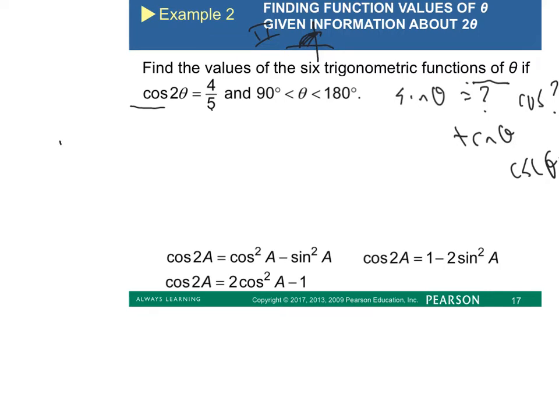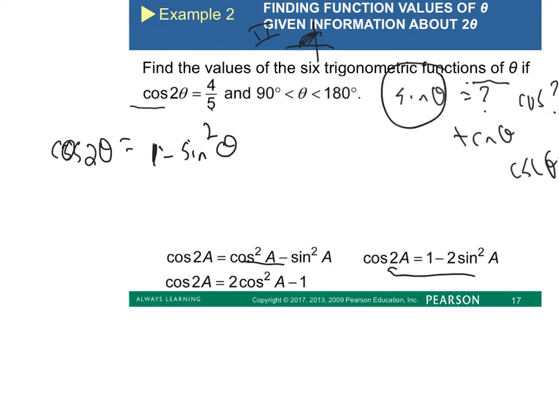So cosine of 2 theta, I'll use the only one that I memorize. Actually, I think I changed my mind. I think I will use one of the others. I'll use this one: 1 minus sine squared theta. The reason is I want to find the sine of theta. So I already know this answer is 4/5. 1 minus sine squared theta.